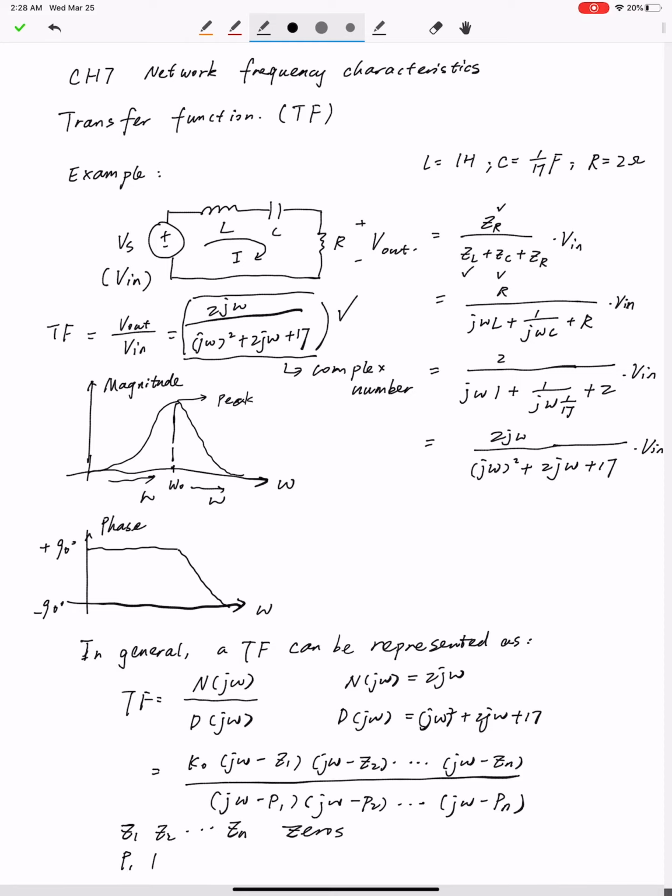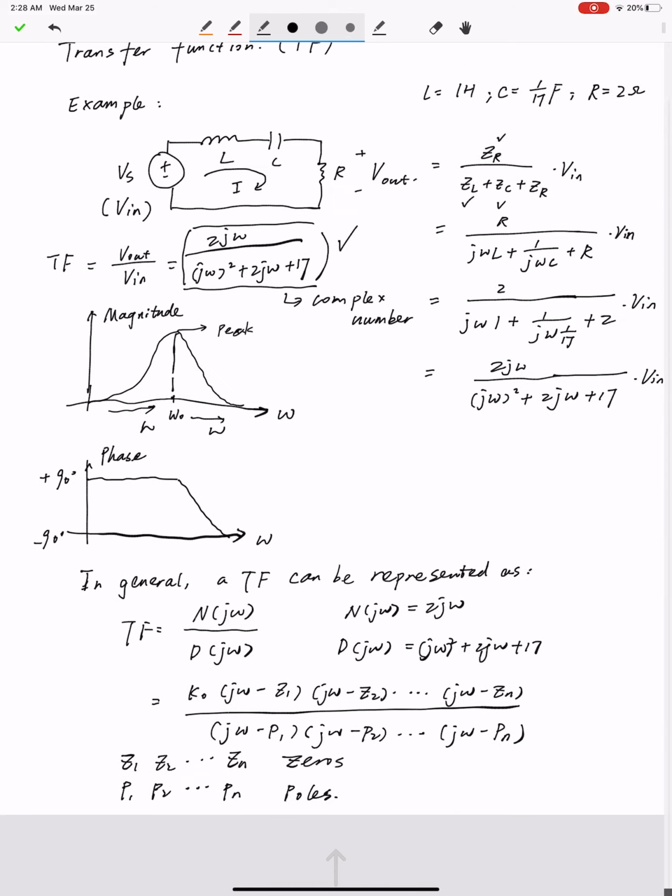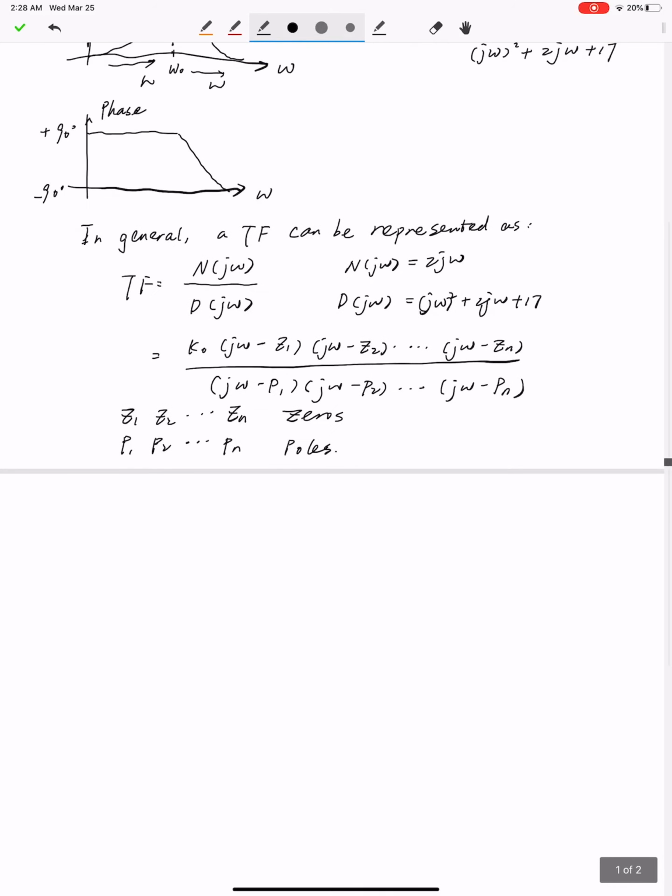And p1, p2, all the way to pn, those variables are called poles. Alright, so let me explain what zeros and poles are. Zeros, just like their name, make the transfer function 0, right? For instance, if j omega equals z1, then you plug this value into the transfer function, and the first term is going to be 0. Therefore, when you multiply 0 with other values, the final result is also 0, right? So z1 is a zero.